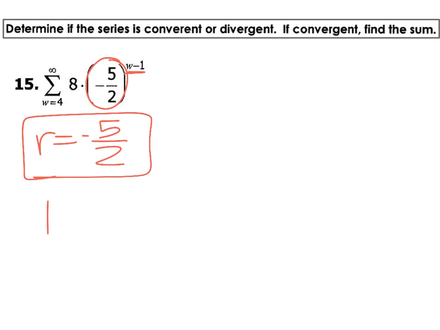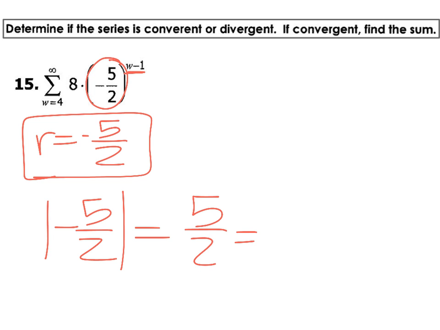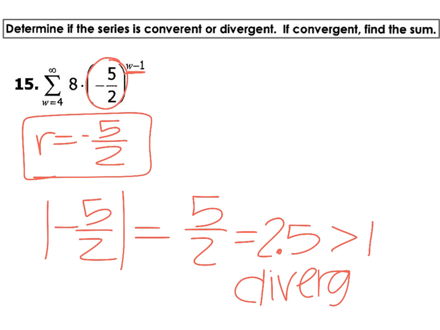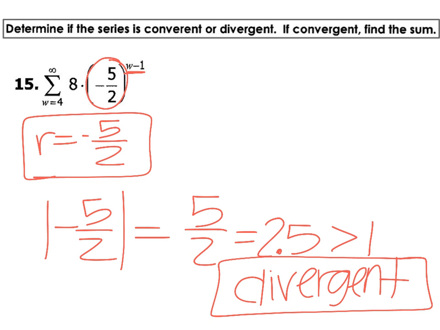Now we want to take the absolute value of negative 5/2. Absolute value of negative 5/2 is just 5/2. And 5/2 is the same thing as 2.5. Now 2.5 is greater than 1. Therefore, this is a divergent infinite geometric series. There's nothing more we can do. We just say that our r equals negative 5/2, and this is a divergent series. And we're done. We can't find the sum because a divergent series gets bigger and bigger forever.